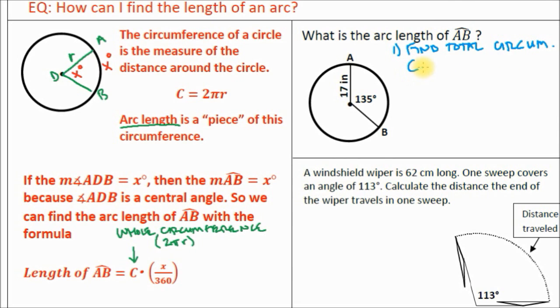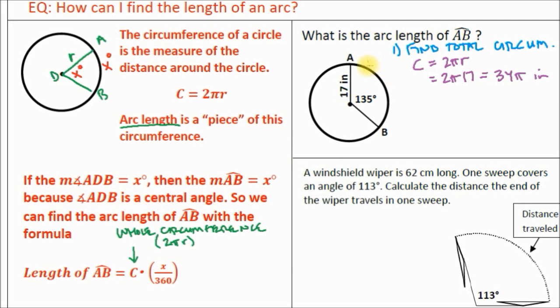We know circumference is found with, let's change that color so you can see it a little better, 2 pi r. So we know that we've got 2 times pi. This radius is 17 inches. We can multiply the 17 and the 2. That's 34. 34 pi. And of course the circumference is measured in inches in this example. Alright, so now we know the whole circumference.